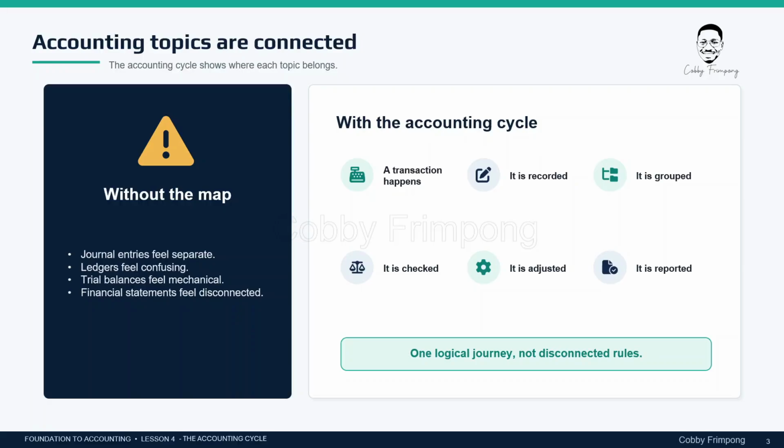Many beginners struggle because they learn journal entries, ledgers, trial balances, and financial statements as separate topics. But these topics are not separate. They are all connected. They are all stages in one journey, and that journey is called the accounting cycle.